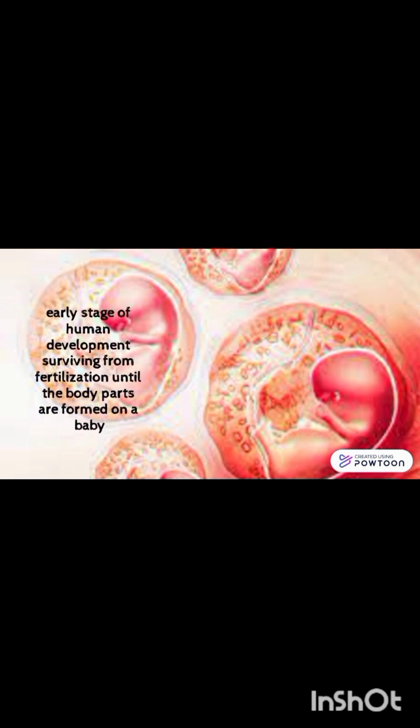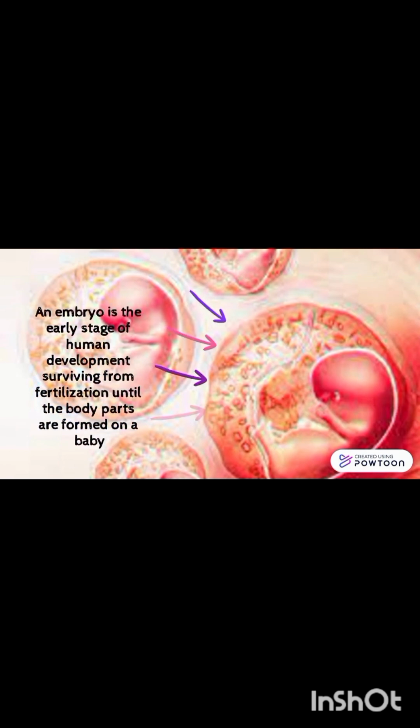Here is the picture of an embryo. An embryo is the early stage of human development, from fertilization until the body parts are formed on a baby. In humans, the embryo develops from the fertilized egg called a zygote and continues to develop body structures during the first 8 weeks of pregnancy, and after that it is called a fetus. It is no longer an embryo.